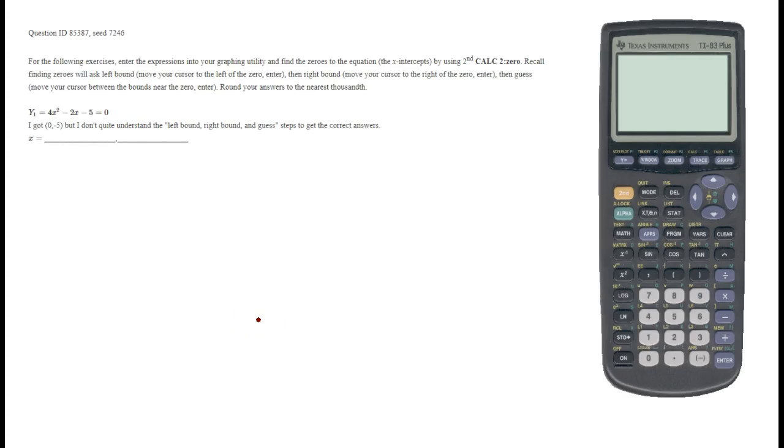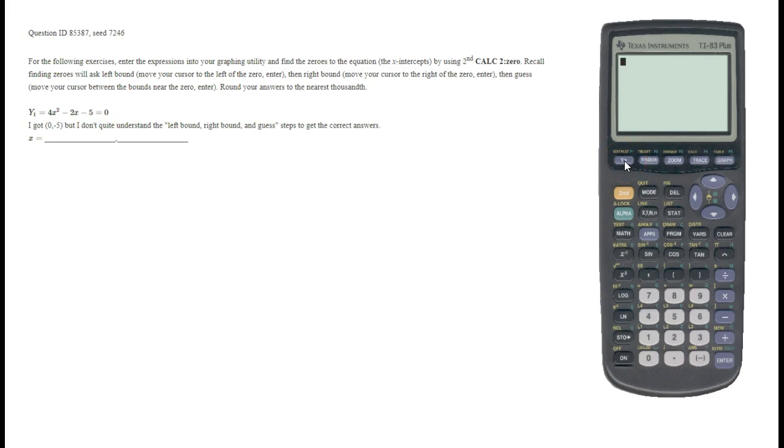Alright, so this exercise wants you to use your graphing utility to find the zeros of this quadratic. And the question here is, what is it talking about when it talks about left bound, right bound? So let's go ahead and graph this quadratic.